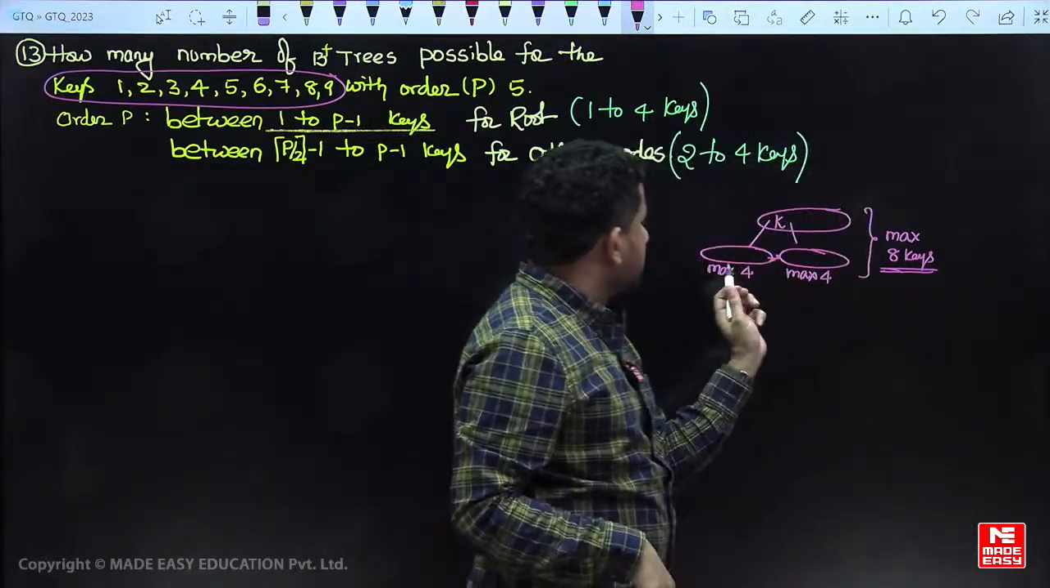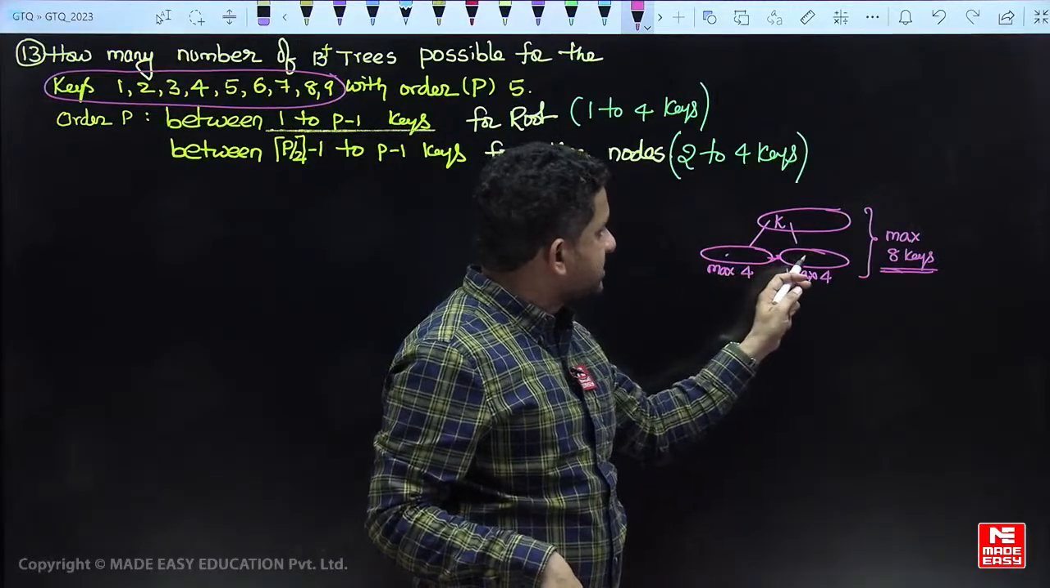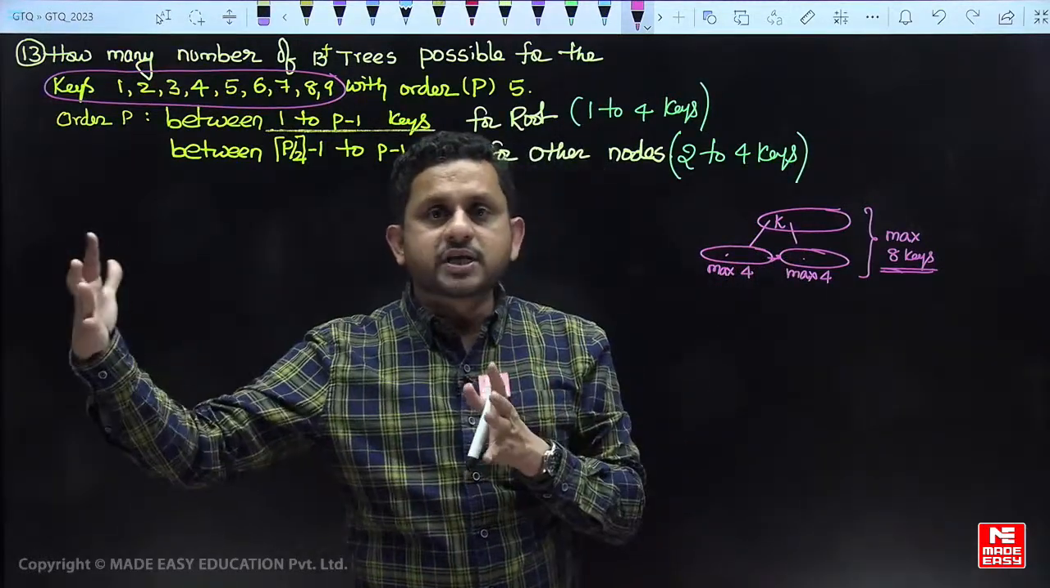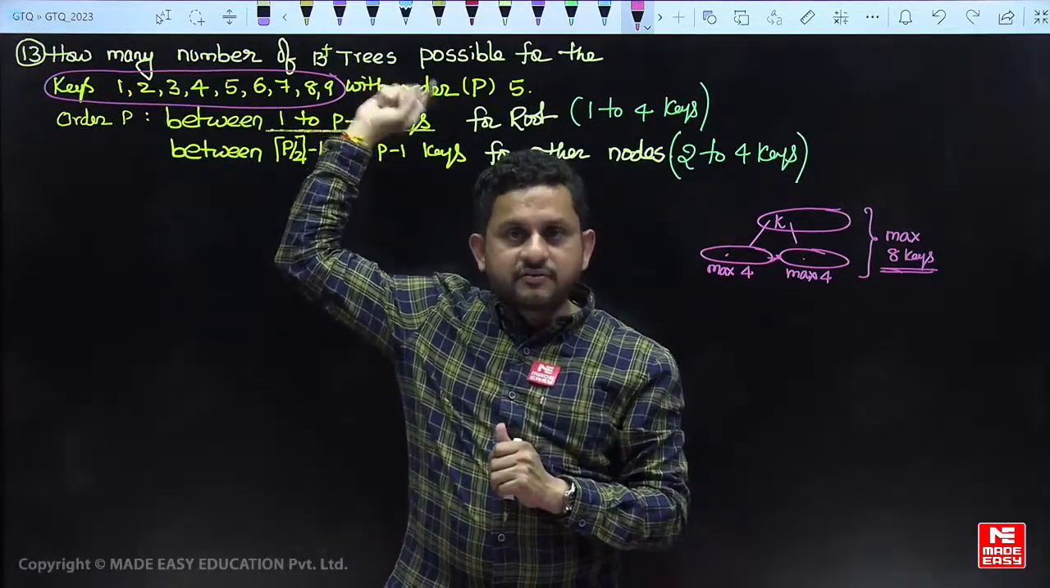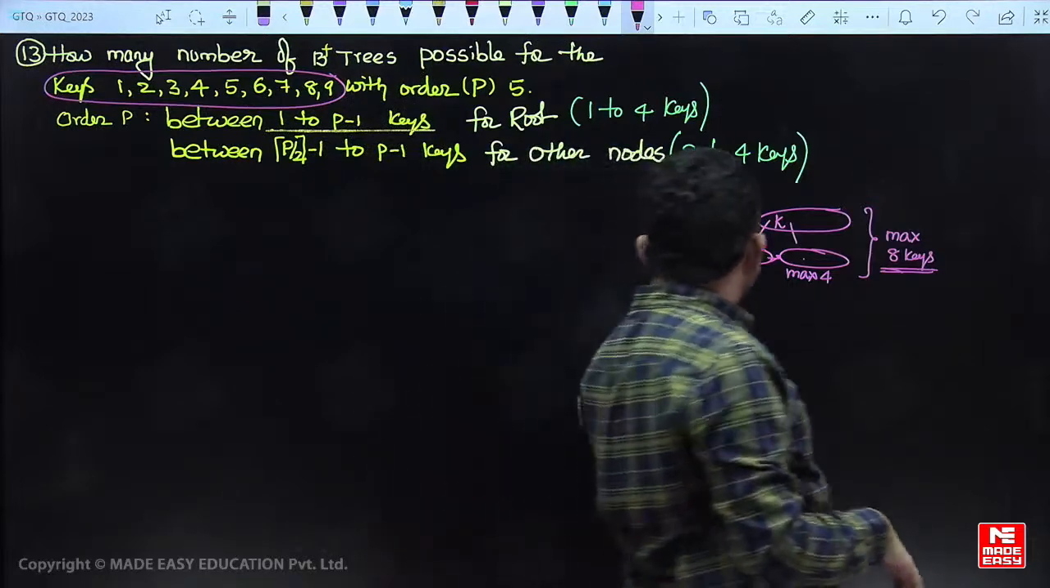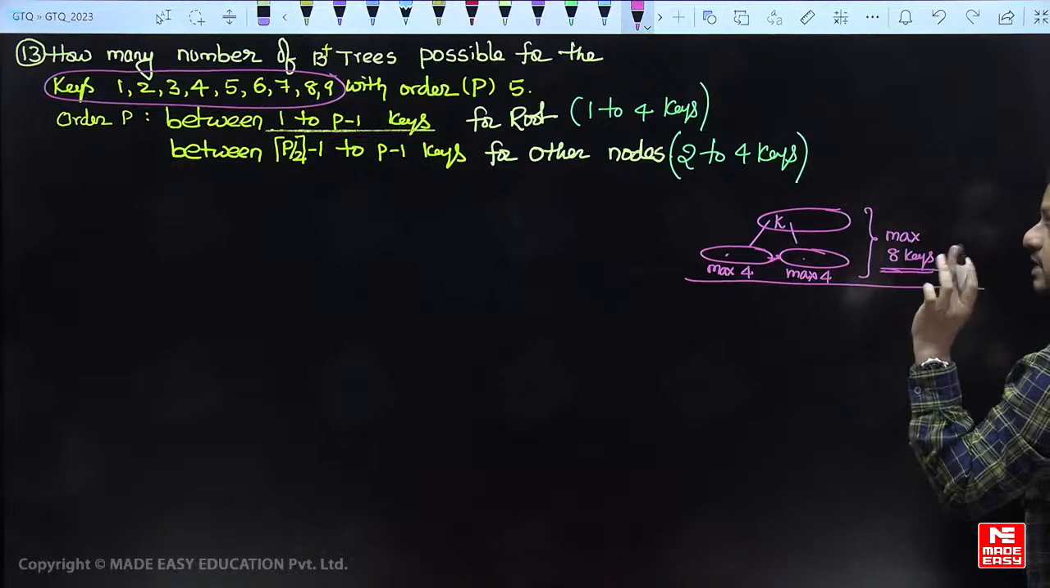With one key at the root, there are two leaf nodes, and each leaf node can have at most 4 keys. 4 plus 4, you can store a maximum of 8 keys, but the question gives 9 keys, so this case is ruled out: one key in the root.